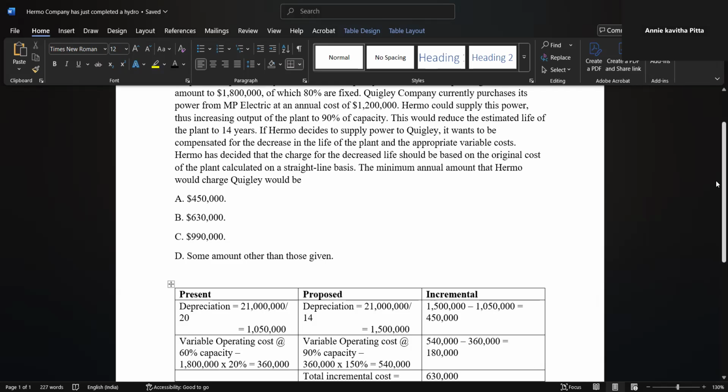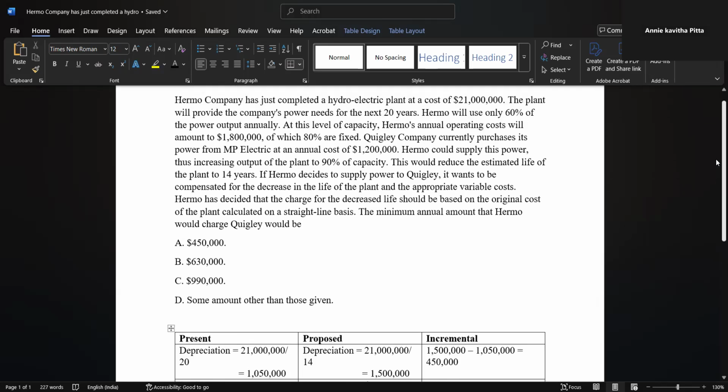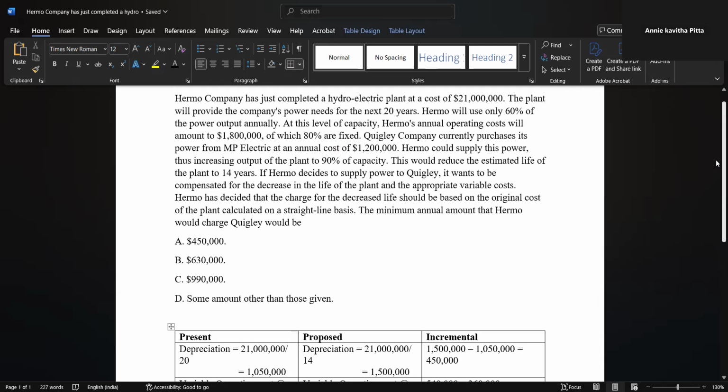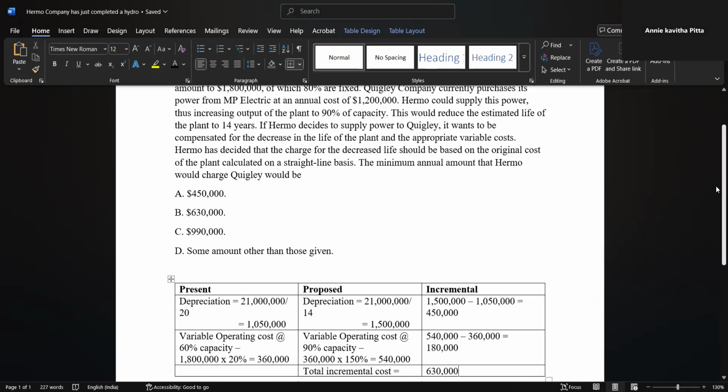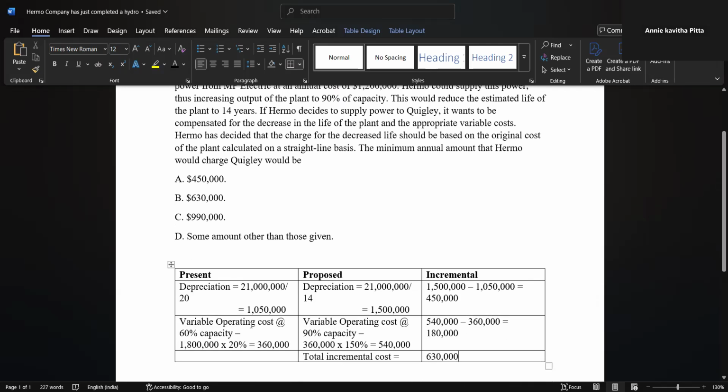Next, let's consider what is the change that would happen with respect to operating cost. Annual operating costs are 1,800,000. Out of that, 80% is fixed. So the fixed component of the cost will not change. Only the variable component of the cost would change. At present, they are operating at 60%. So the variable operating cost at 60%: the total cost is 1,800,000 into 20%. 20% is the variable component, which comes out to be 360,000.